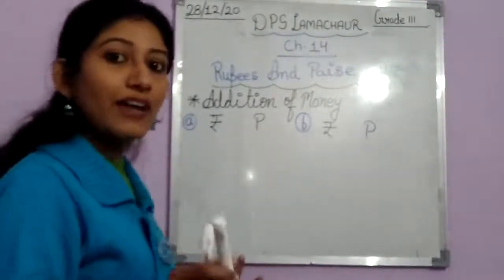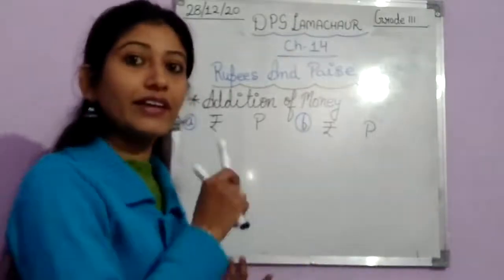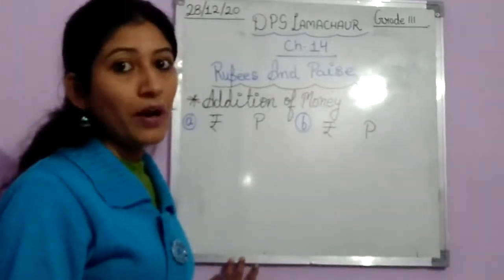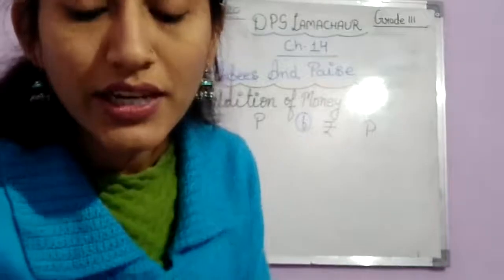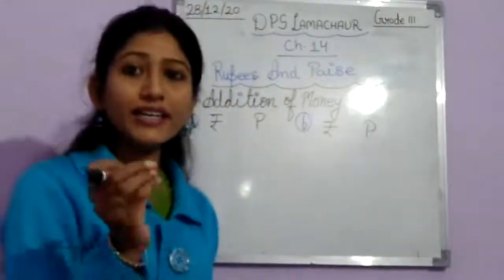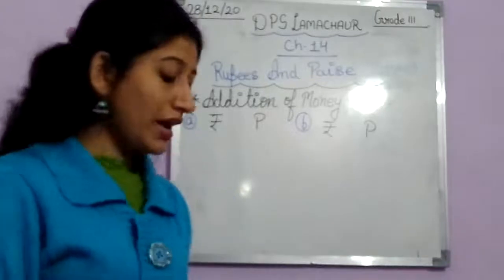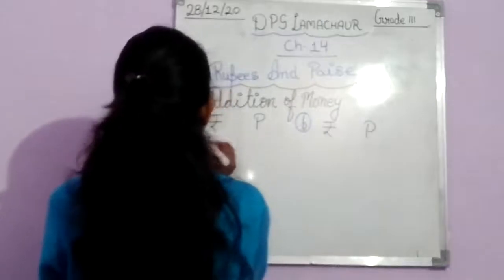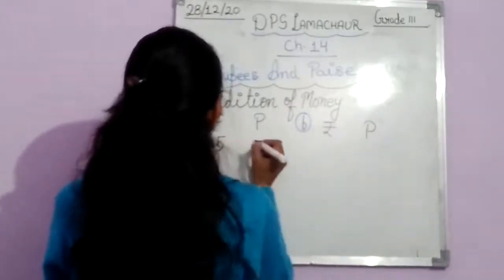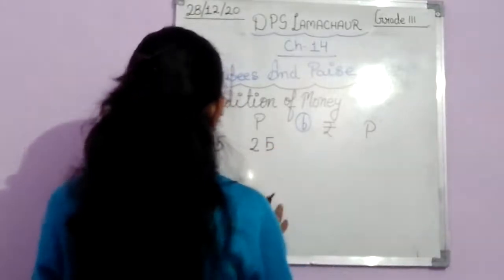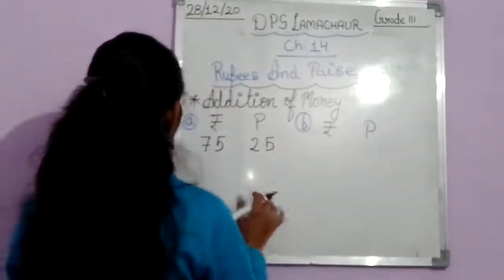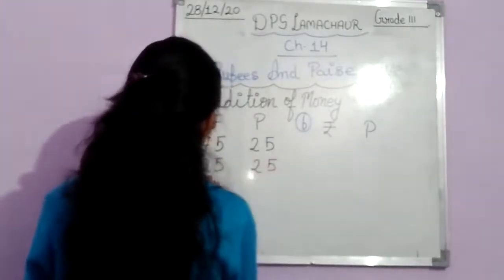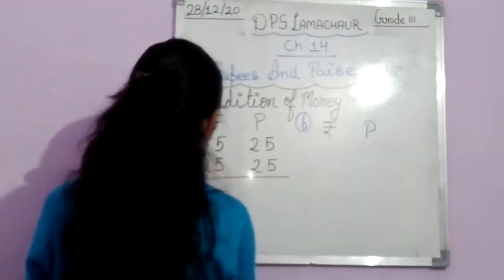Now what I will do? I will write the amount here and then we will do addition. I hope many of you can do it by yourself also, but here you have to pay attention to little things, otherwise mistakes can happen. Suppose it is given 75 rupee 25 paisa, then another 25 rupee 25 paisa. Now what we have to do? We have to do addition here.